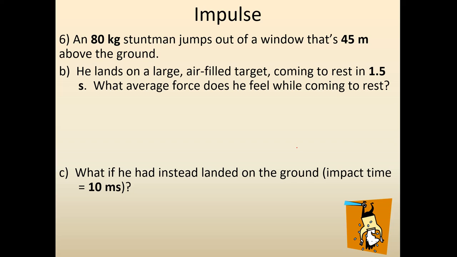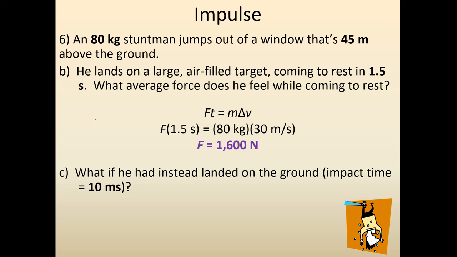Now, answering B and C, these are actually both the same question. We want to find the amount of force required to bring them to rest. The only difference is the amount of time. So this is just a perfect example of that concept I mentioned about how changing the amount of time will drastically change the force. So in the first case with the air-filled balloon, it's going to bring it to a stop in 1.5 seconds. So I set Ft equals m delta v, plug in the 1.5 for the time, and end up getting 1,600 newtons.